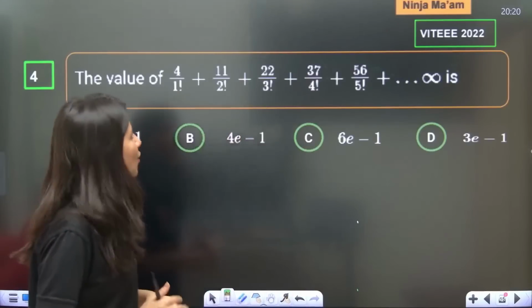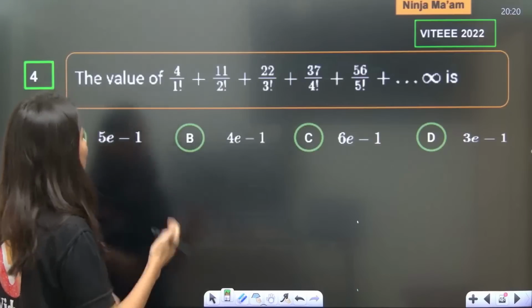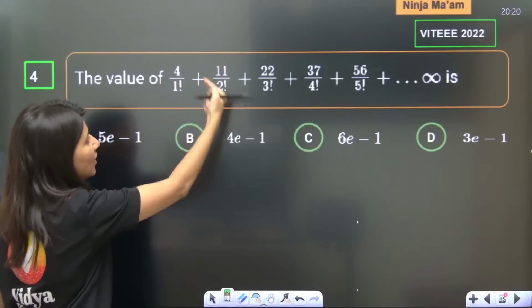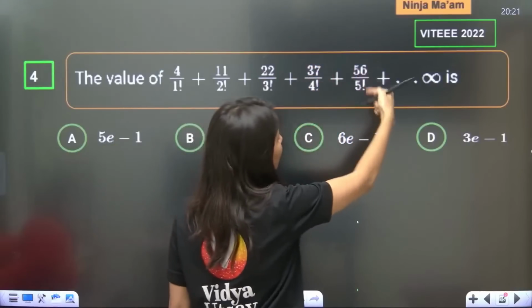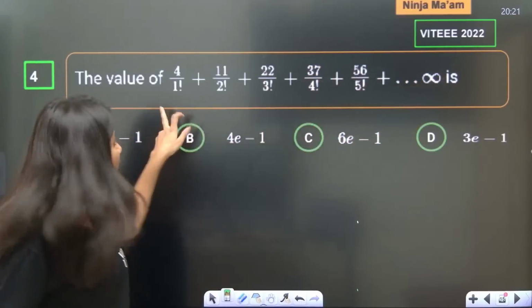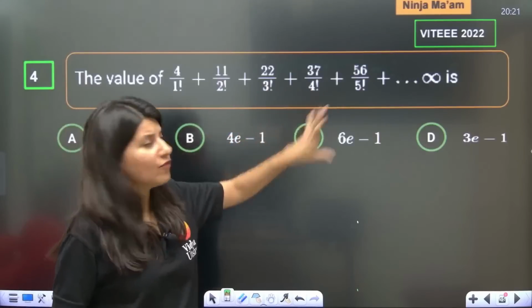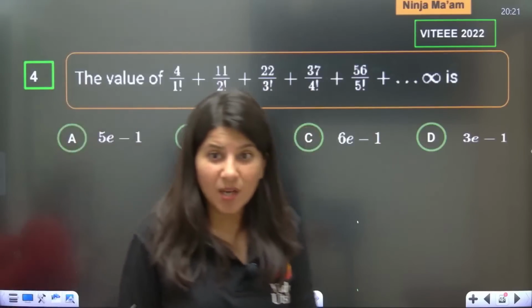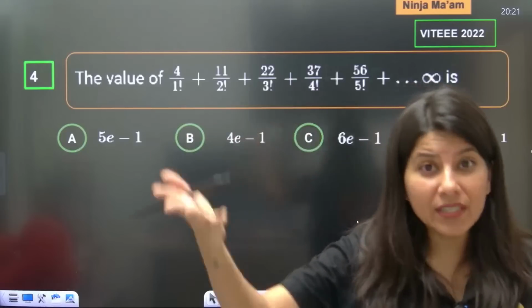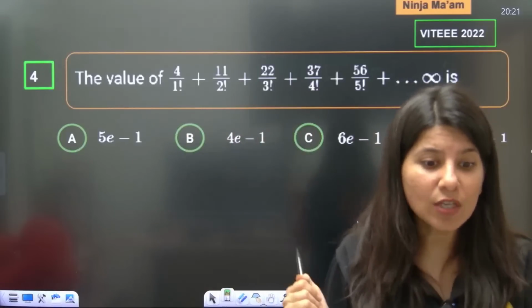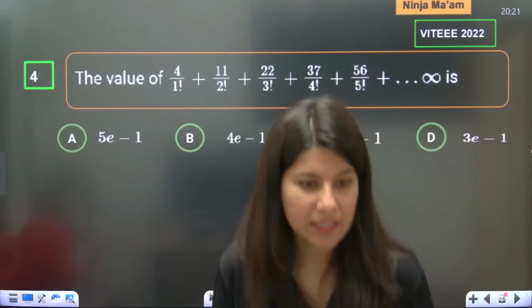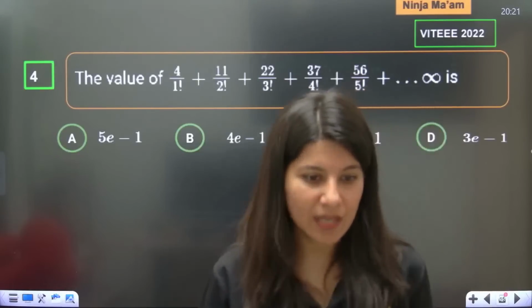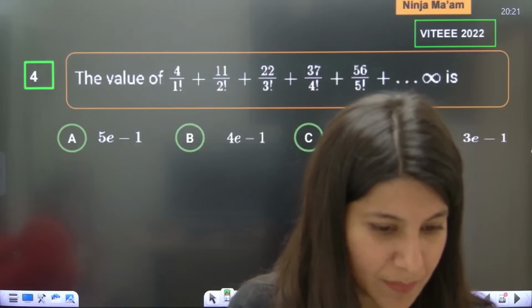So let us understand what this question is. 4 upon 1 factorial, 11 upon 2 factorial, 22 by 3 factorial, 37 by 4 factorial. Can you see? 1 factorial, 2 factorial, 3 factorial, 4 factorial makes sense. But 4, 11, 22, 37 is not making any sense.